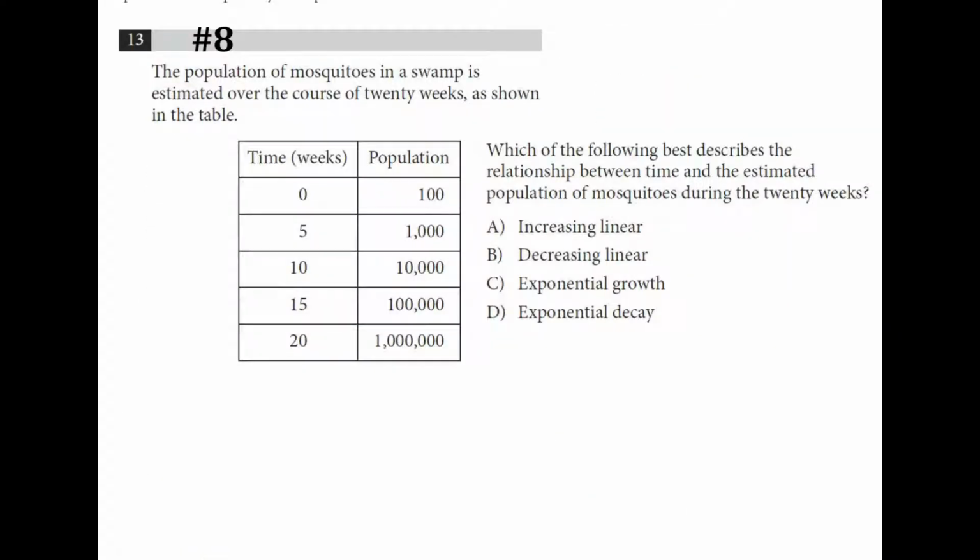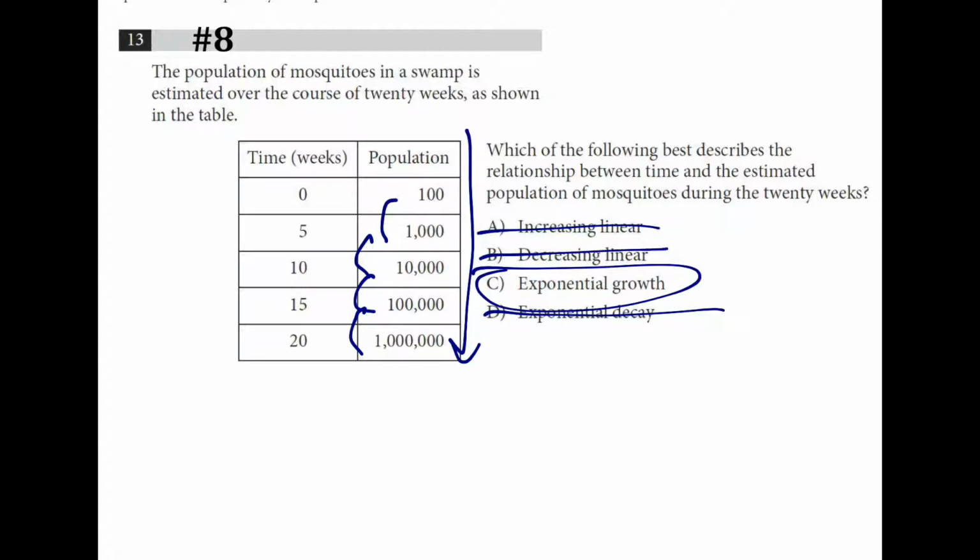13. Which of the following best describes the relationship between time and the estimated population of mosquitoes during the 20 weeks? Well, as time goes by, the population is increasing. So that rules out B and D, because decay means decreasing. If we look at how much we are increasing every 5 weeks, we see that at first it's 900, and then it's 9,000, and then it's 90,000, and then it's 900,000. That is not linear growth. Linear growth, you increase by the same amount each time. So C, exponential growth, is the best choice.